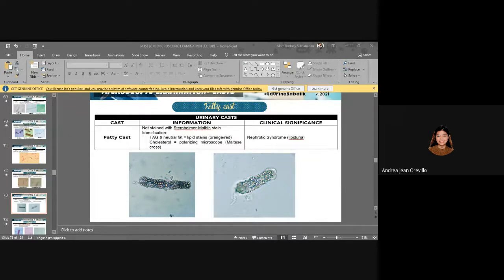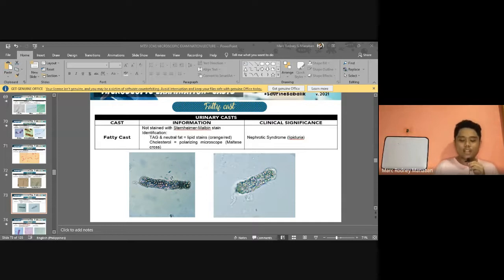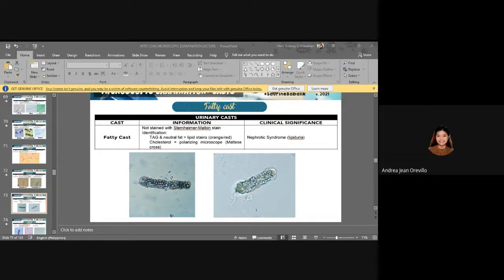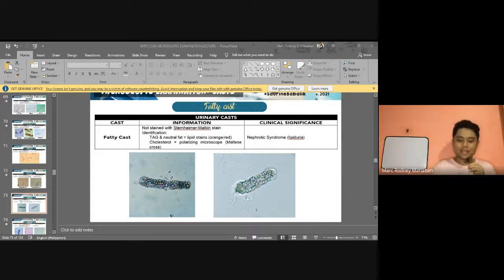Okay, there's a question about Maltese cross. In clinical microscopy, the Maltese cross is cholesterol. But for parasitology, which organism has a characteristic Maltese cross appearance when seen inside the RBCs? Who is that? Maltese cross, it's in parasitology. You already know that.